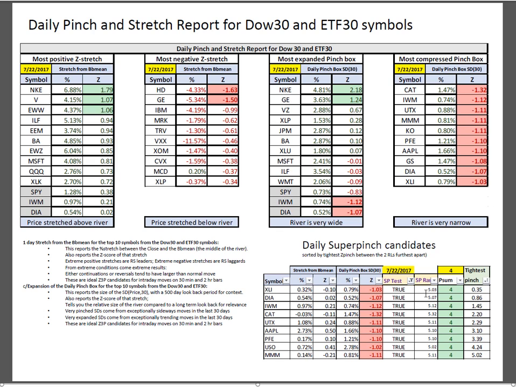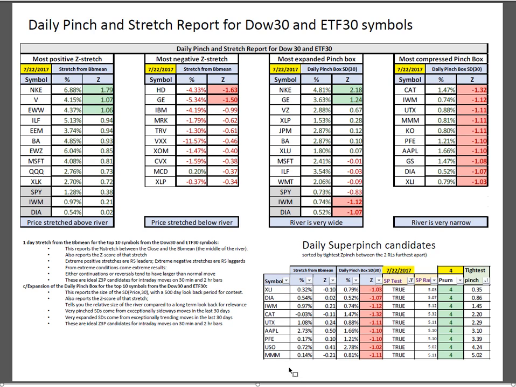And where we've tested the 4 regression lines to see if all 4 regression lines are inside the Z3 pinch, then this fires as true. And so when it is both pinched and the regression lines are all in agreement about fair value, then that gives us true on the super pinch test.